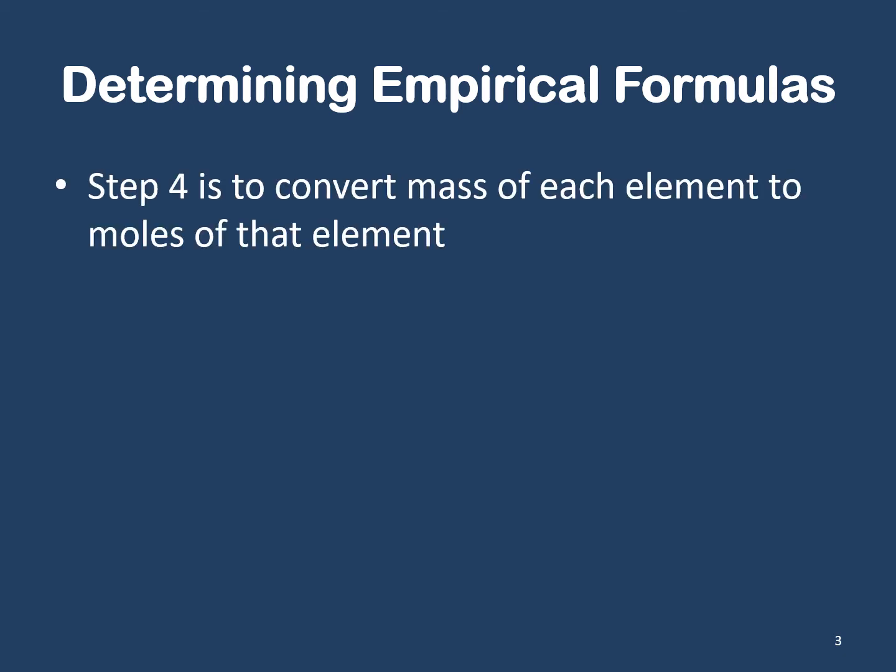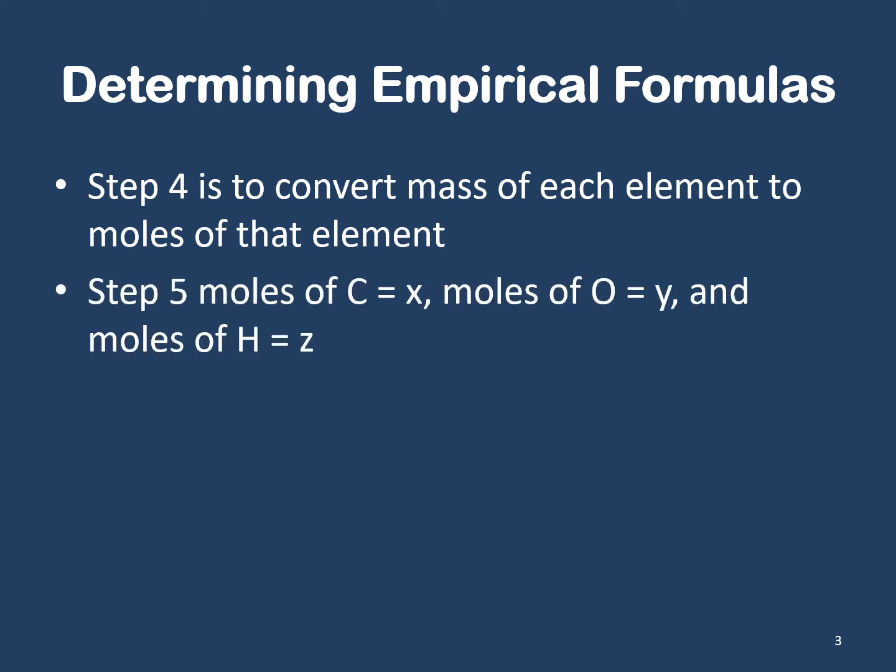Next, we're going to convert the mass of each element that we determined in the last step into moles by dividing by the molar mass of the element. After that, we'll plug in our mole values into our formula. So whatever moles we calculated for C, we'll put that in as x. Whatever moles for H, we'll put that in as y, and O as z.